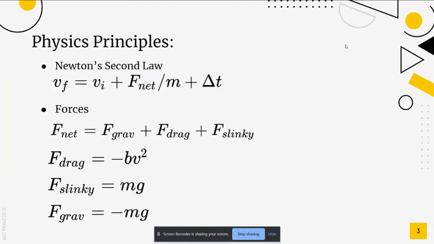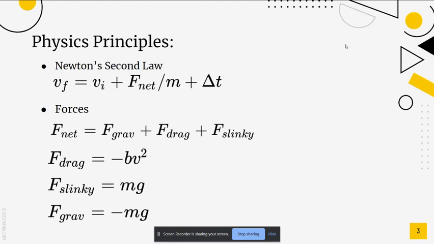The physics principles. This lab is based on Newton's second law. I specifically used the velocity update formula in my computational model. The net force acting on the bottom of the slinky is due to the gravitational weight force, drag force, and the tension force from the slinky. Here are the equations for each component of the force.